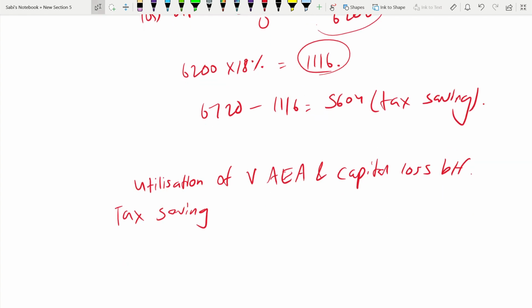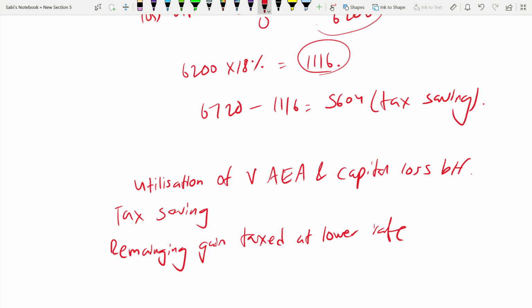Calculation I will show you a little bit later. The other benefit is the remaining gain. Because she's a basic rate taxpayer, the remaining gain is taxed at a lower rate. Rather than 28, it is being taxed at 18. This is another benefit. Here also we have a tax saving. So we'll add both the tax savings.